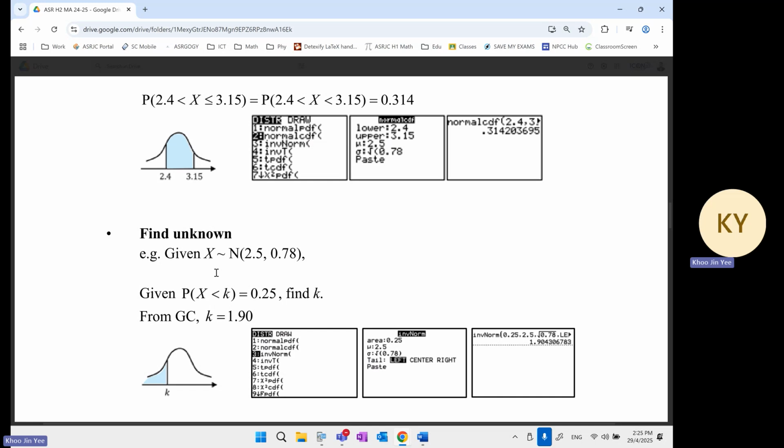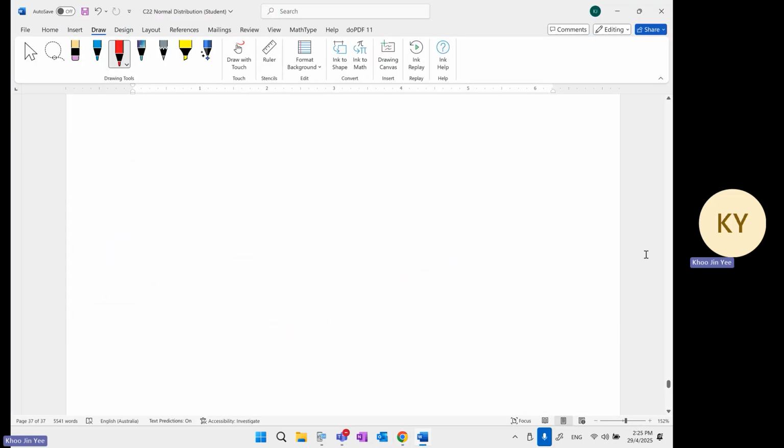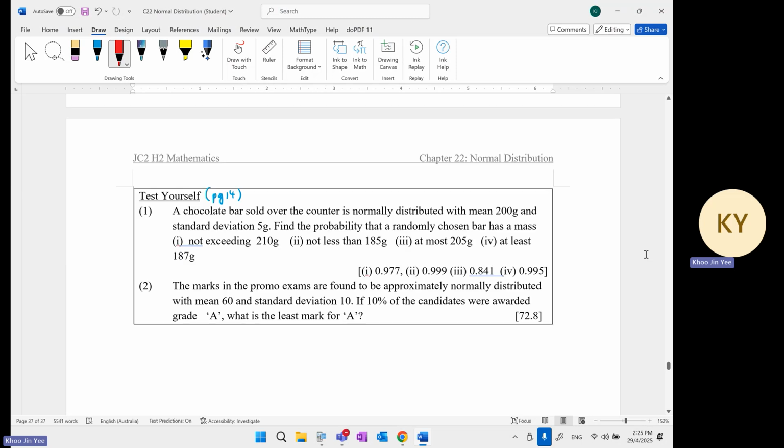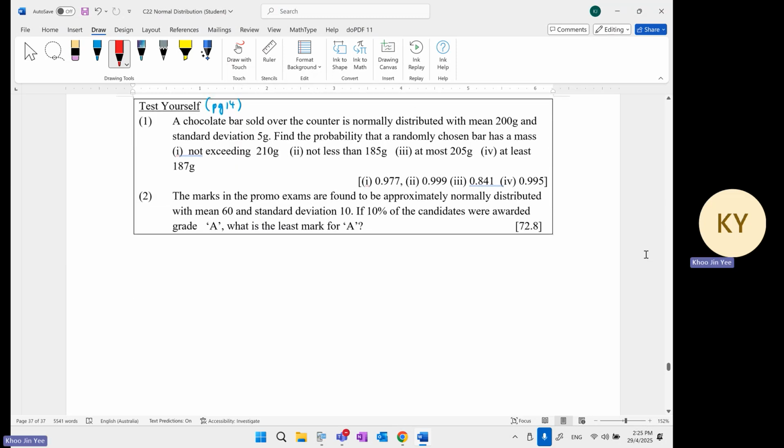So now you know that there is a forward process and there's a backward process. Forward means I'm going to find the probability. Backward means given the probability, I'm going to find back my value. So with this, very quickly, let's go to page 14 of your notes. Let's look at word problems directly and solve directly.